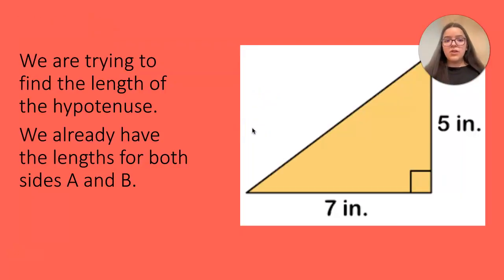Once you have unpaused the video, I want us to face the facts. In this problem, we are trying to find the length of the hypotenuse. We do not know what C is. We have already been given the lengths for both side A and side B. And as we can see, side A is 7 inches long, while side B is 5 inches long.